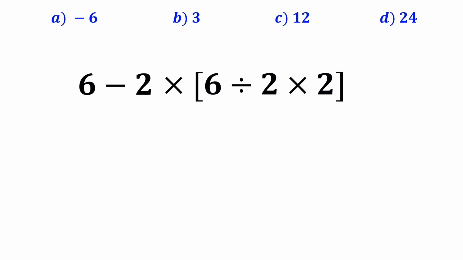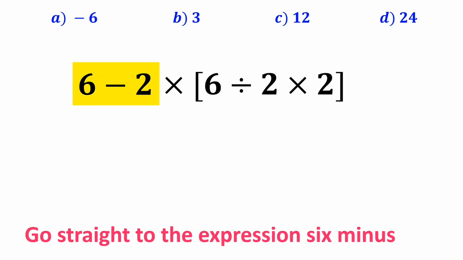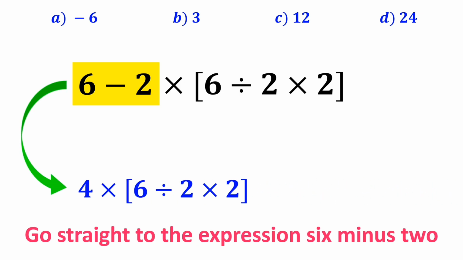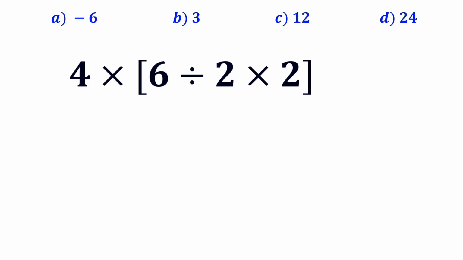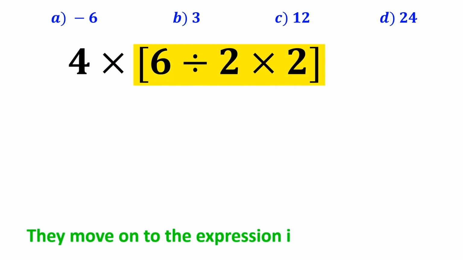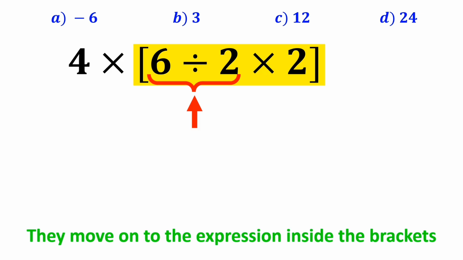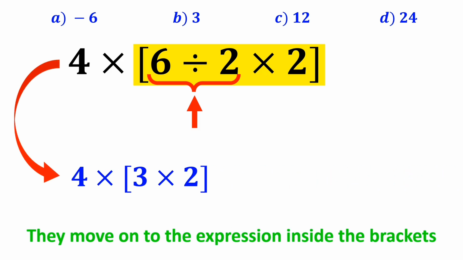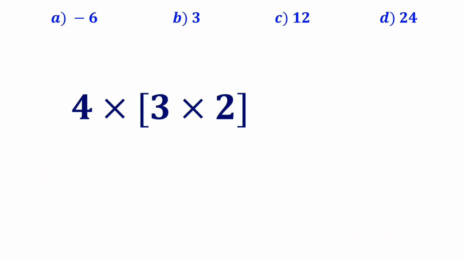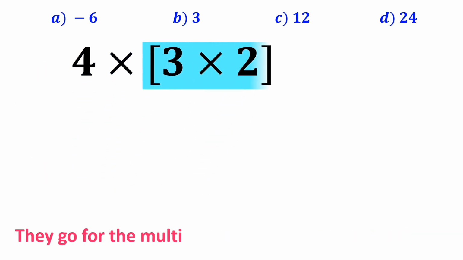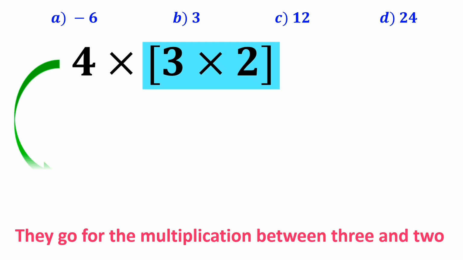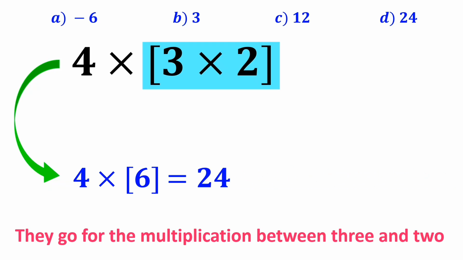Many people at first go straight to the expression 6 minus 2, which I have highlighted in yellow, and instead of this expression, they write 4 multiplied by (6 divided by 2 times 2). In the next step, they move on to the expression inside the brackets and start with 6 divided by 2. So this expression simplifies to 4 multiplied by (3 times 2). In the final step, they go for the multiplication between 3 and 2 and replace this expression with 4 times 6, which eventually gives them the answer 24.